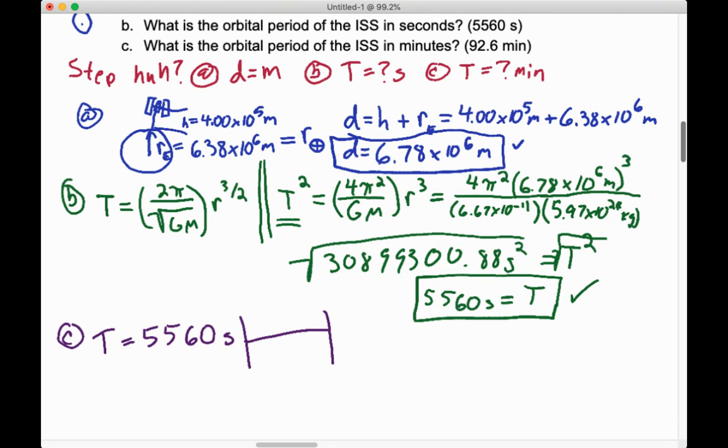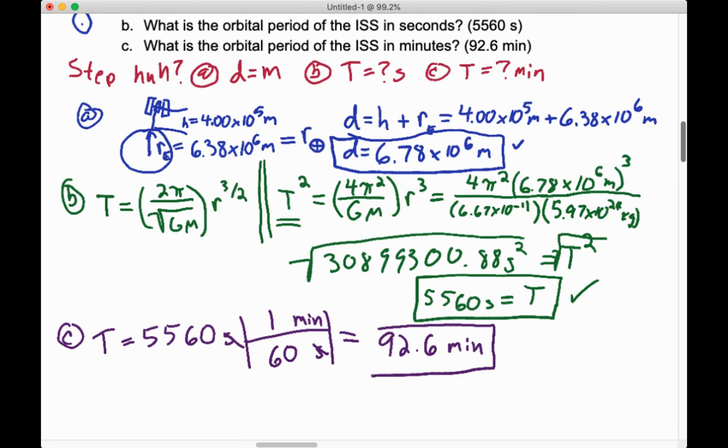And I'm writing on a slant for some reason. So I want to get out of seconds and into minutes. So seconds on the bottom, minutes on the top, and what numbers go where? Well, 1 minute is the same thing as 60 seconds. So if you do this, seconds cancel. So 5,560 times 1 divided by 60 is going to give you 92.6 minutes.